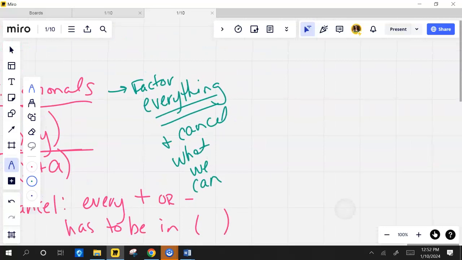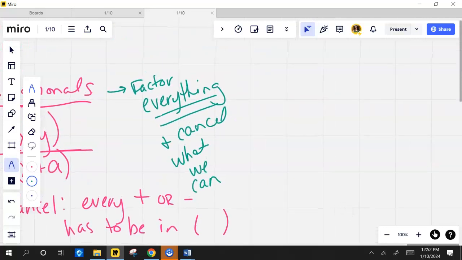Factor everything and cancel what we can. You want me to wait on you? I'll wait a second. We'd be happy to wait on you now. We haven't done anything yet.